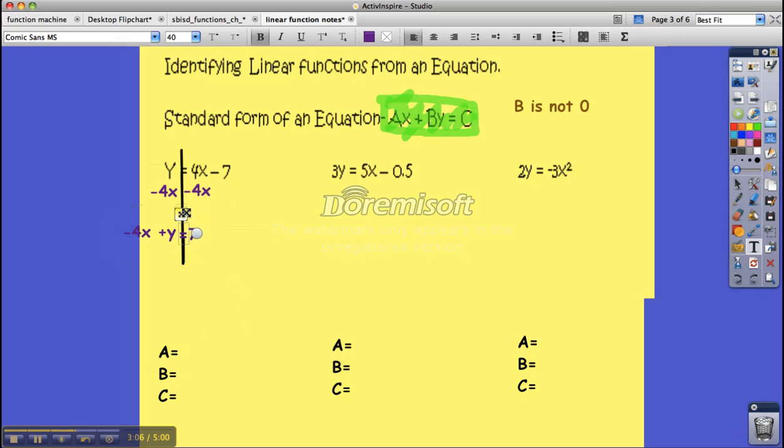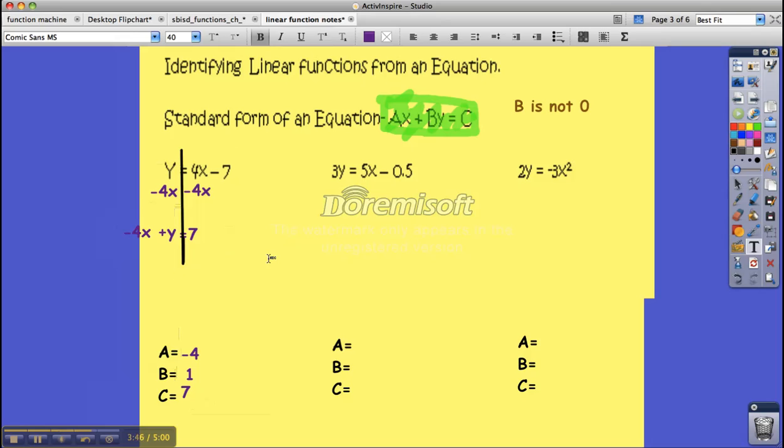We have negative 4 times x plus, well, what number would we plug in here? 1. Good. So negative 4 times x plus 1 times y equals 7. So my a value is negative 4, because a times x. My b value, the coefficient of y, is 1. And my c value is 7. So this is in linear form. This is a linear function. That means if I graph this, this would be a straight line, and it would be a function because I can write it in the standard form of an equation.